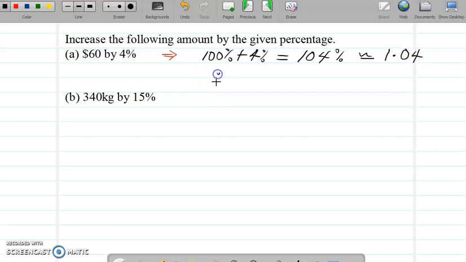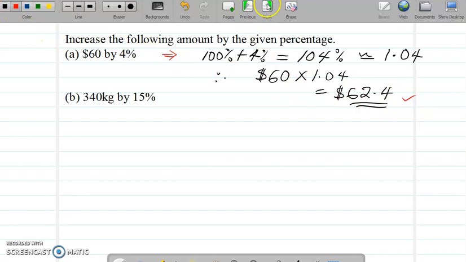So the increment will now be $60 multiplied by 1.04. $60 multiplied by 1.04 will now give us $62.4. So that is the answer to that question.